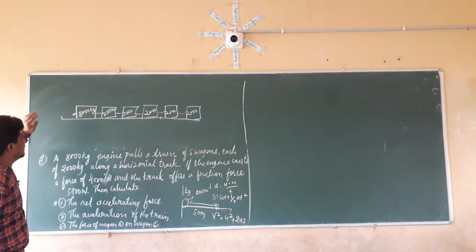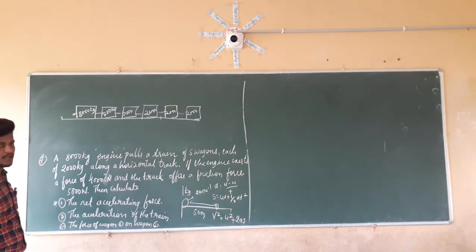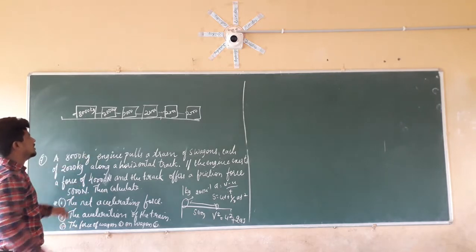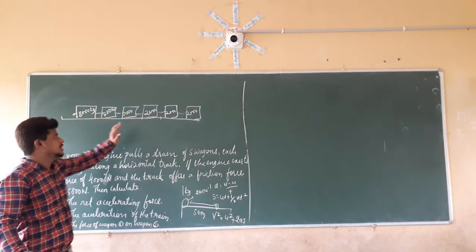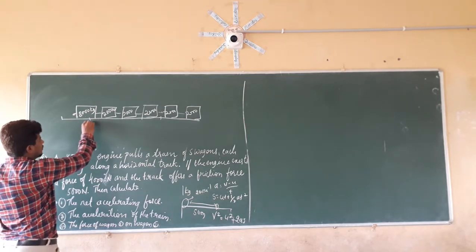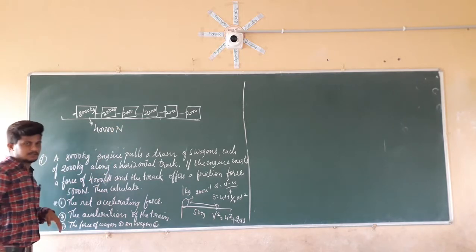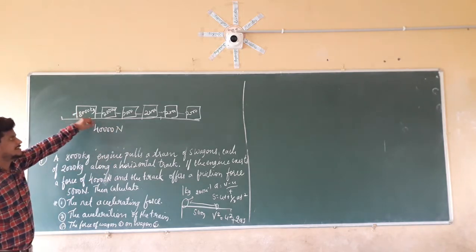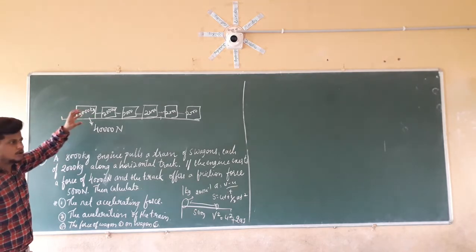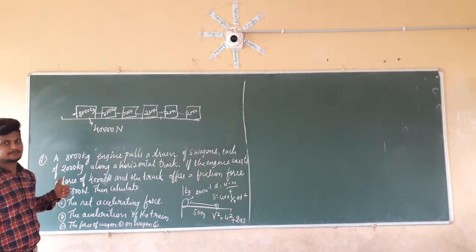So on a horizontal track, the engine exerts a force of 40,000 newtons on these wagons as well as on itself for pulling the 5 wagons. So the total force is given as 40,000 newtons. This engine is exerting a 40,000 newton force to pull the 5 wagons as well as the engine itself to move in the forward direction.